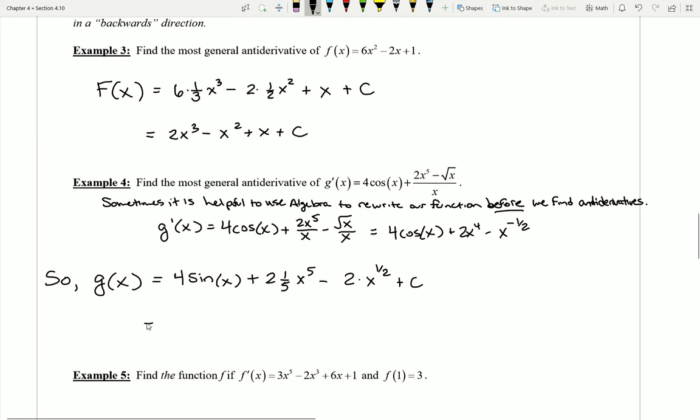So if I wanted to write this as cleanly looking as possible, I could say this is 4 sine of x plus 2/5 x to the 5th minus 2 square root of x plus c. There it is. So it's really useful to note that sometimes when I see things that don't look like derivative rules that I've memorized, it's very useful to go ahead and rewrite what I've been given. Just use some basic algebra, try to rewrite my derivative first, so that way finding the antiderivative is a little bit simpler.